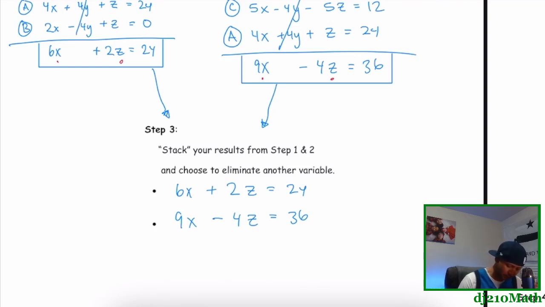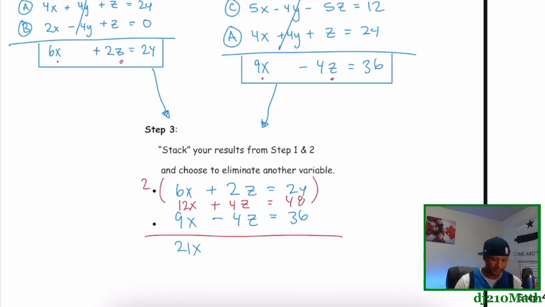The top times 2. So when I multiply the top times 2, when I distribute 2 times 6, I'm just going to rewrite it. 2 times 6 is 12x. 2 times 2 is plus 4z. 2 times 24, 48. So when I add 12 plus 9, 21x. The z's cancel. That's nice. 48 plus 36. So 8 plus 6 is 14. Carry the 1. 4 and 4 is 8. Is 84.